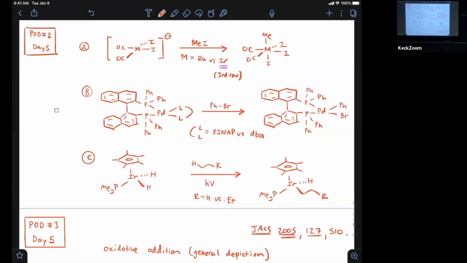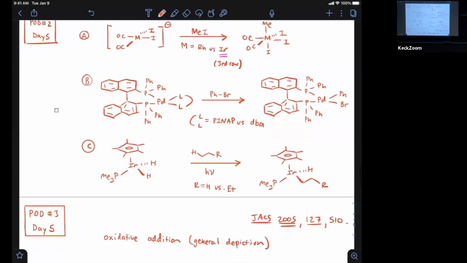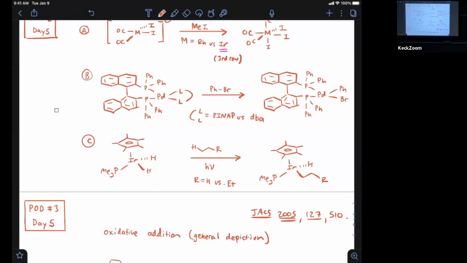Okay, number two, or sorry, part B of this question. How about Hannah? Let's first draw out the structure of DBA. I don't know if you have encountered that before, Hannah. You know the structure? Five-benzyl. You got it. Perfect. Dibenzylideneacetone.